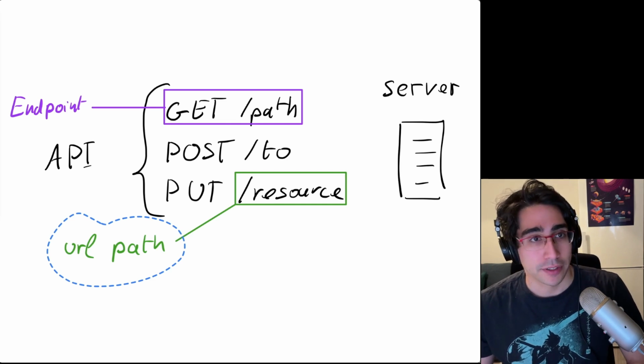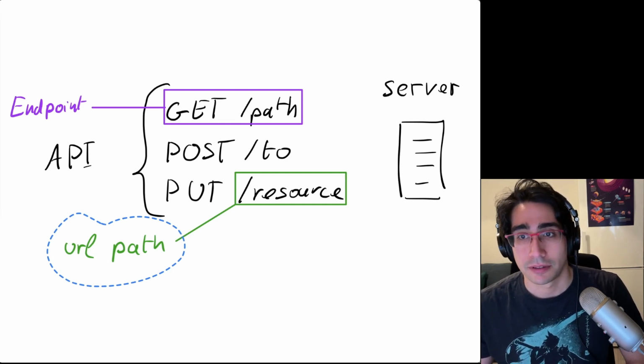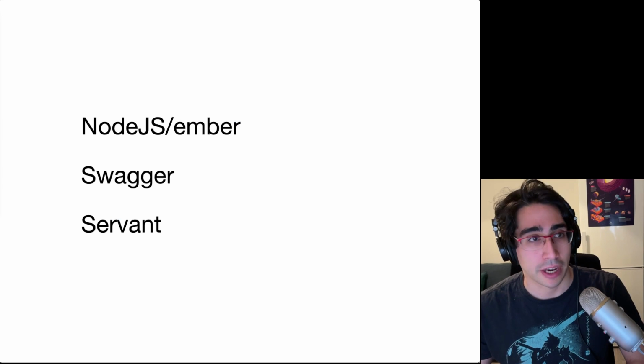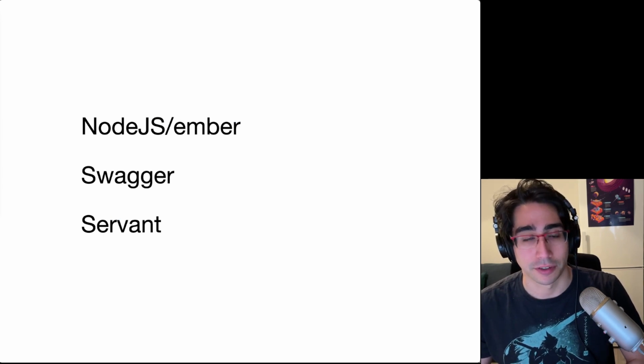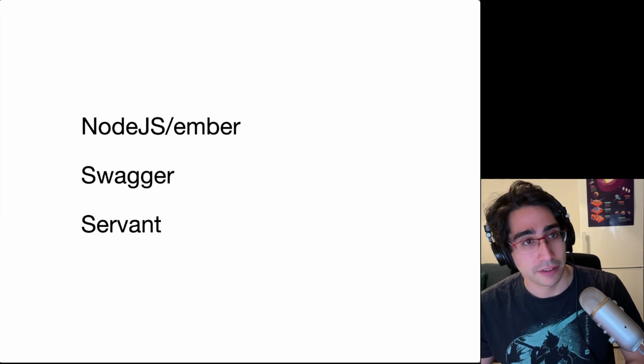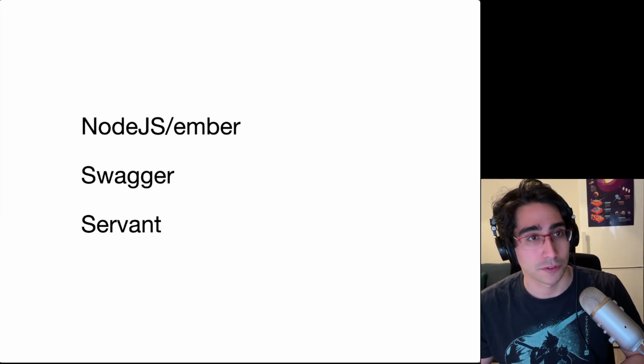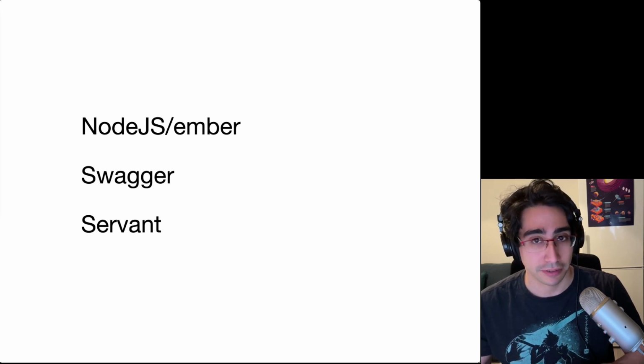There are multiple ways of implementing this, but we're going to look at 3 of them. One of them is how you do this in a very popular framework, NodeJS. And then we'll try to see how another system solves those problems. This system is called Swagger. And finally, we're going to look at Servant, which again solves a number of issues that Swagger introduces itself.